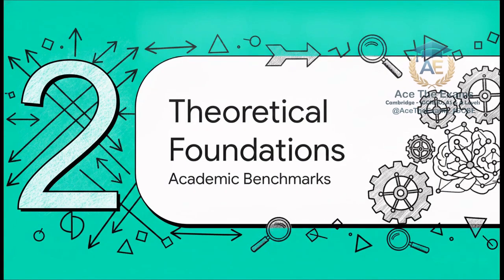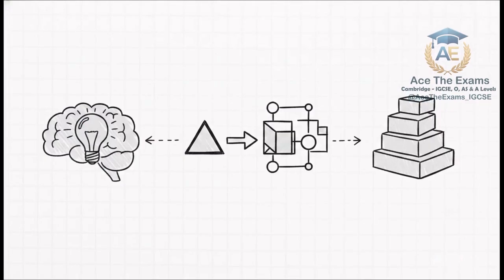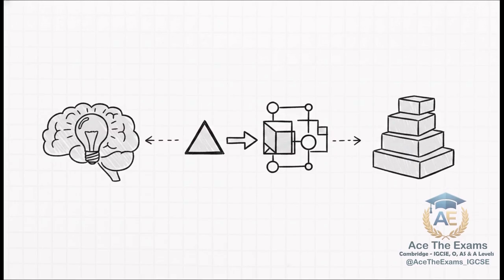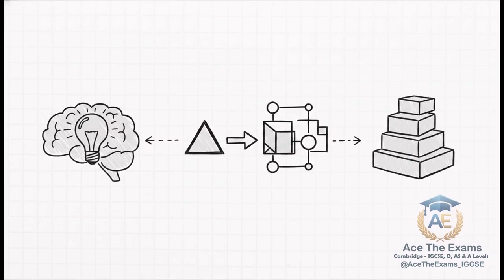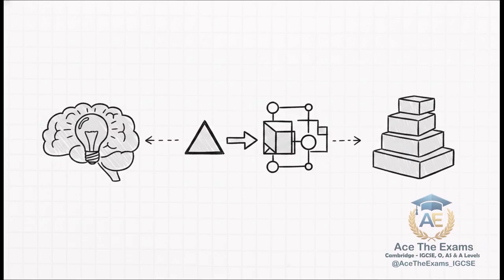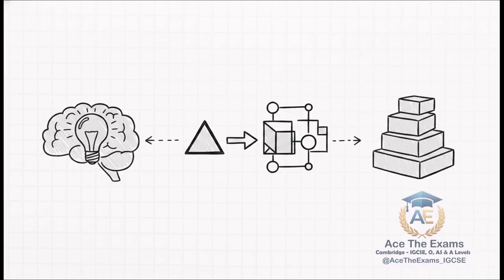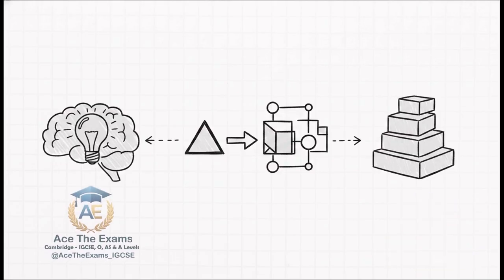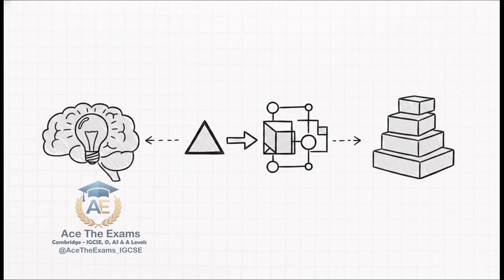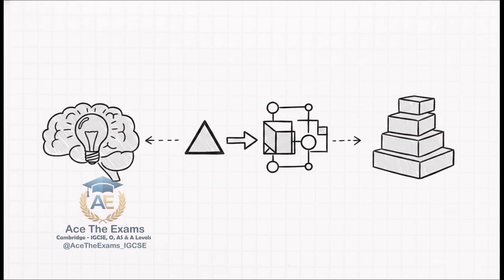Section 2. Theoretical Foundations. Let's look at what the examiners are actually grading you on. The assessment objectives for vector notation target 3 distinct cognitive domains, and we are going to break down these command words right now. First, knowledge and understanding. Do you actually know the difference between a position vector and a displacement vector? Second, application to unfamiliar contexts.